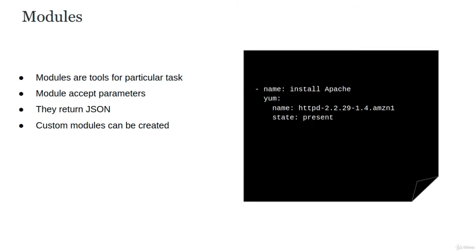Next core component is modules. Modules are tools for particular tasks in Ansible. Each module accepts parameters and returns output in JSON format. And there are a lot of different modules in Ansible, but if some functionality is missing, you can create a module by yourself using the Python language.